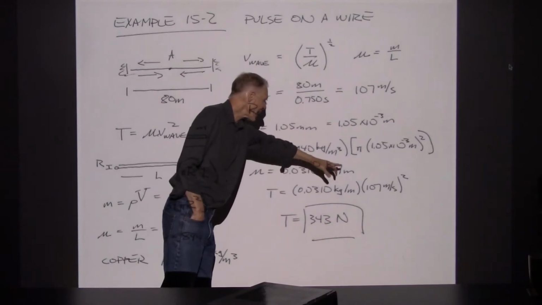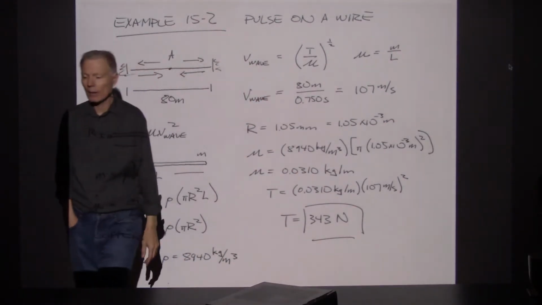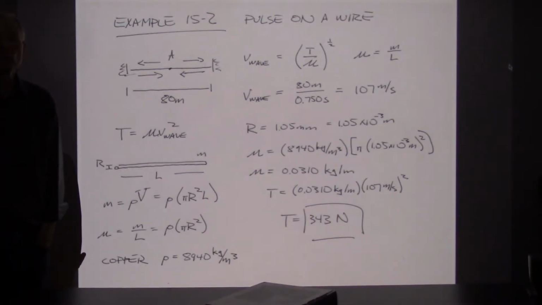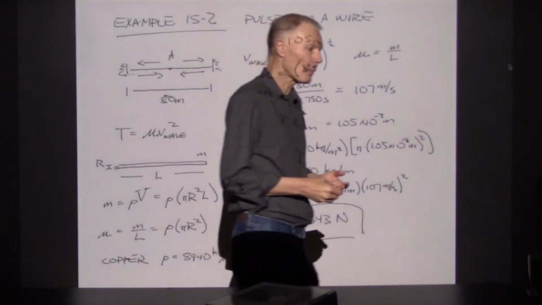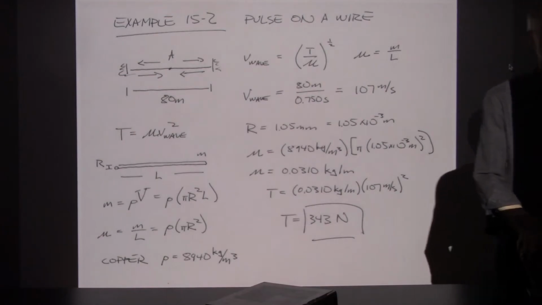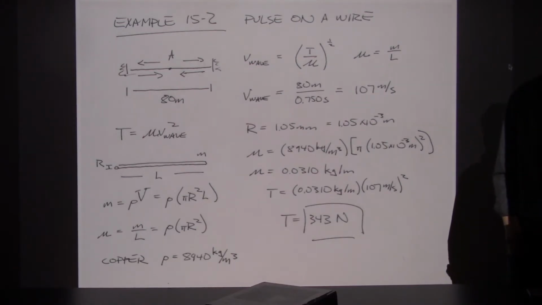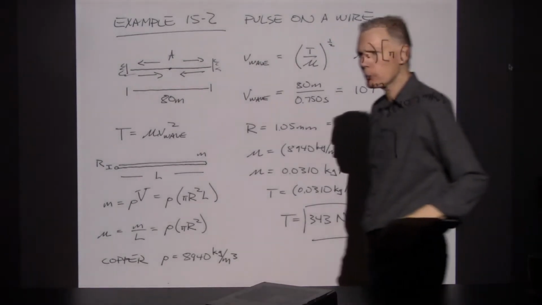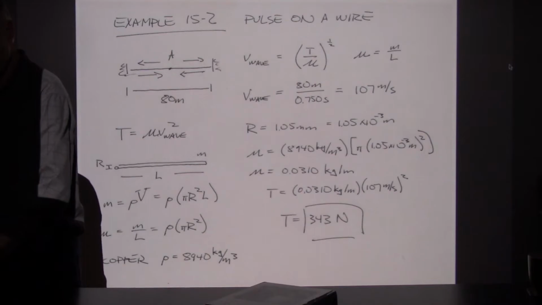So putting that into my speed of the wave, it says that the tension in that copper wire is 343 newtons. All right. So by observing the speed of propagation of the wave in the copper, we are able to go back and figure out what the tension must be in that copper wire, knowing what its diameter is and knowing that the copper wire was made out of copper.